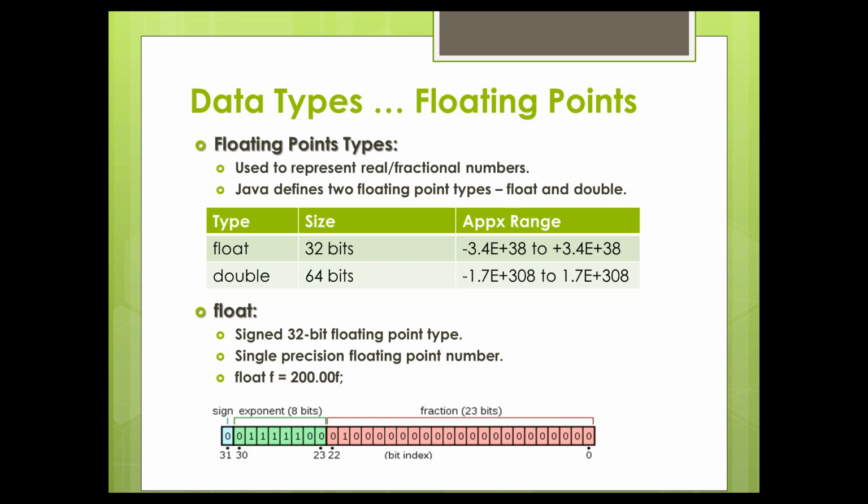Okay, so float takes 32 bits and double takes 64 bits. The default, if you specify any value, or if something comes as a floating point value, will be double. If you want to specify float, you have to qualify that by suffixing the value with f.